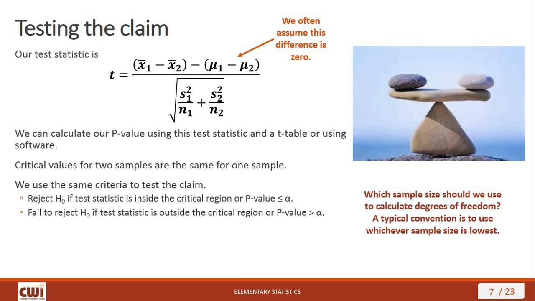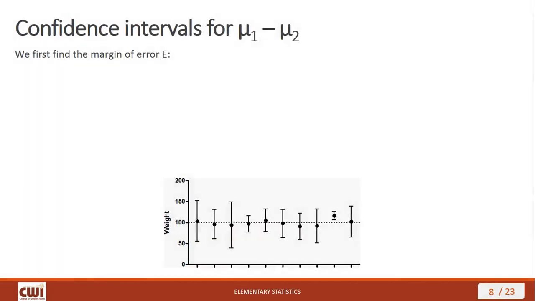Now, because we're using the t-score, there's going to be a degree of freedom involved. So how do we calculate that? What sample size do we use? I mean, it's easy to answer that question if the sample sizes are the same, but the sample sizes don't have to be the same. So what do we do? Well, the typical convention that's used in this situation is to use the sample size that is the lower of the two. So take whichever sample size is less, and then take one away from that, and that is the degrees of freedom that you're going to use to calculate your critical value.